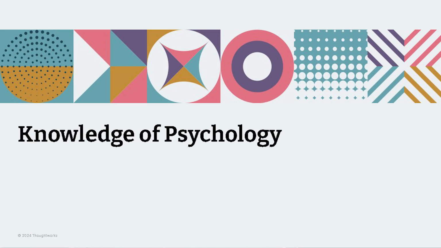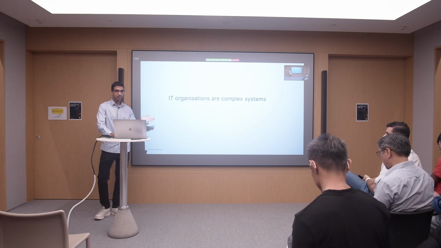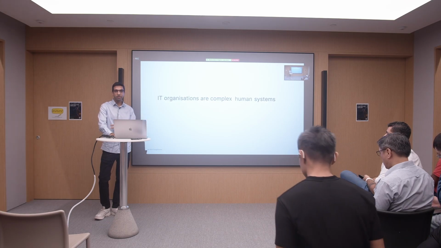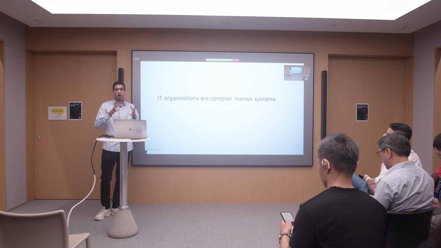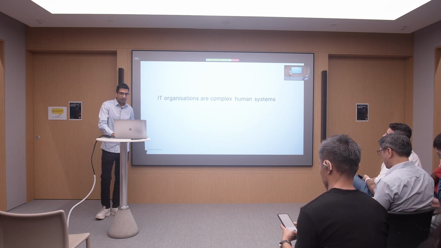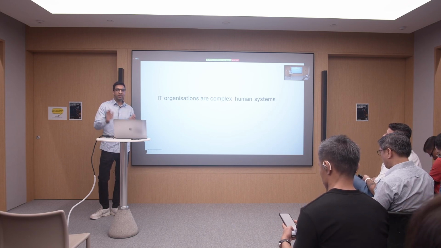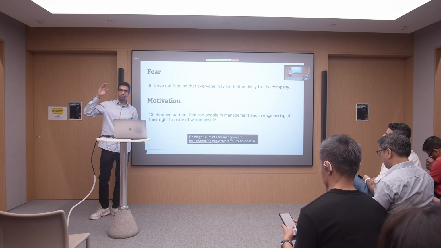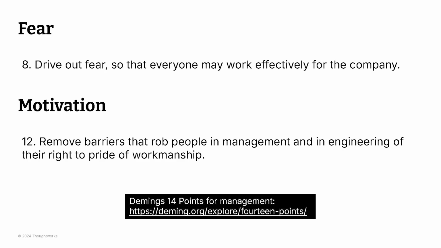Okay. Knowledge of psychology, this is important because organizations are complex systems. They're complex human systems. To figure out how they behave, you need to know how humans behave. And so Deming had these 14 points for management, and a few that were very directly relevant to psychology are 8, which is drive out fear, and 12, which was about motivation. So we can talk about fear first.